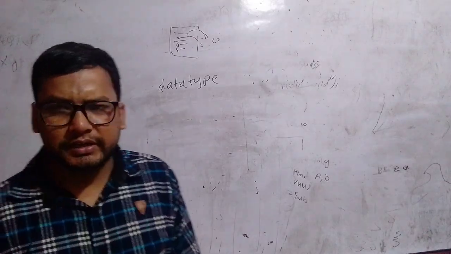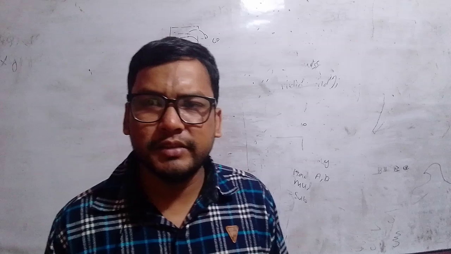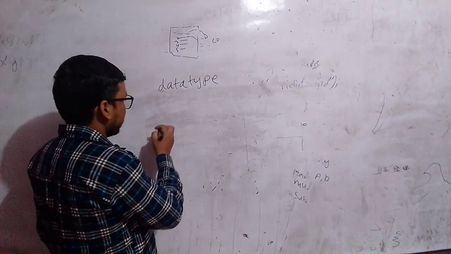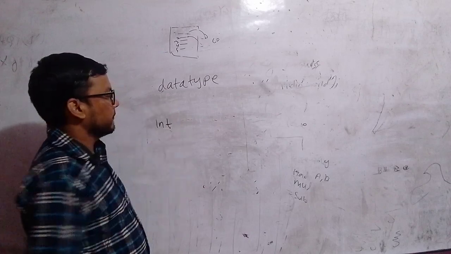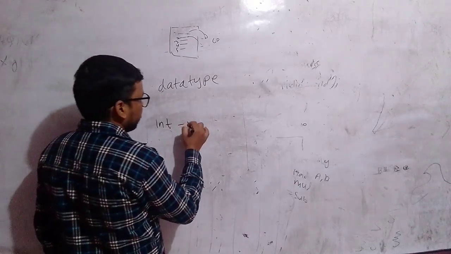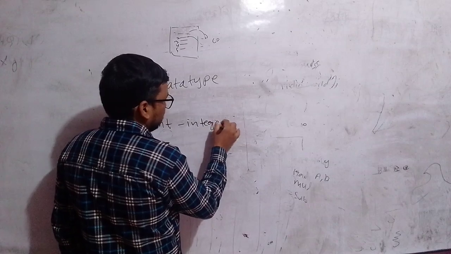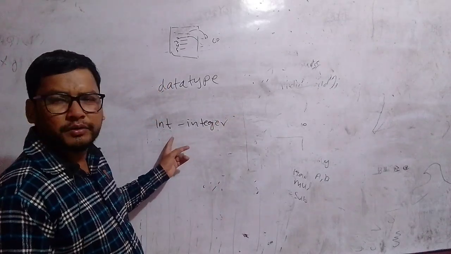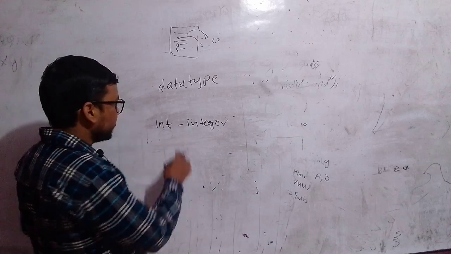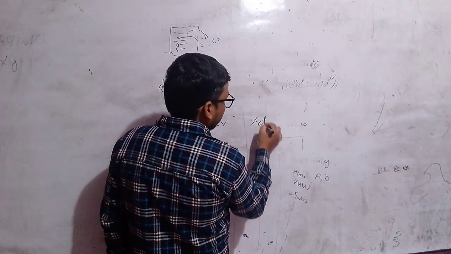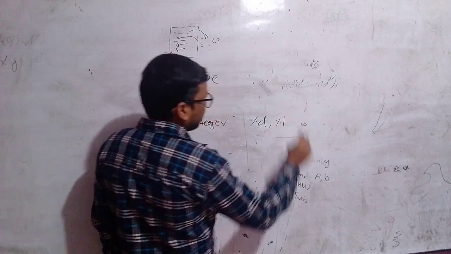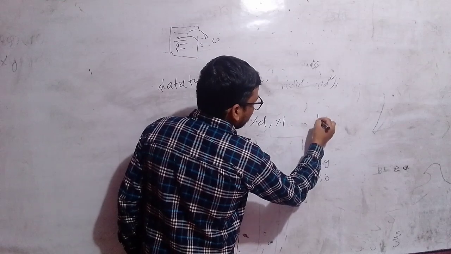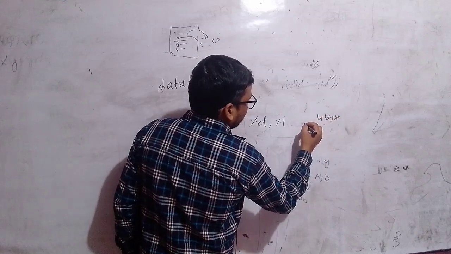There are a number of data types in the C programming language. The first one is int. Its full form is integer. Int is one of the most used data types in this programming language, represented by %d or %i. It takes a maximum of 4 bytes, otherwise 2 bytes.